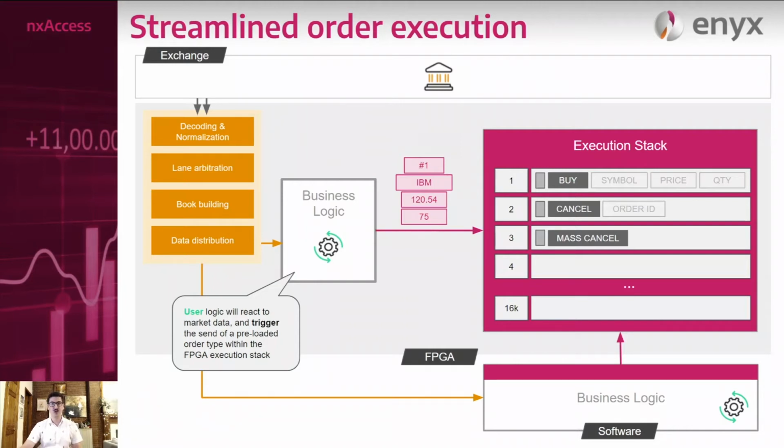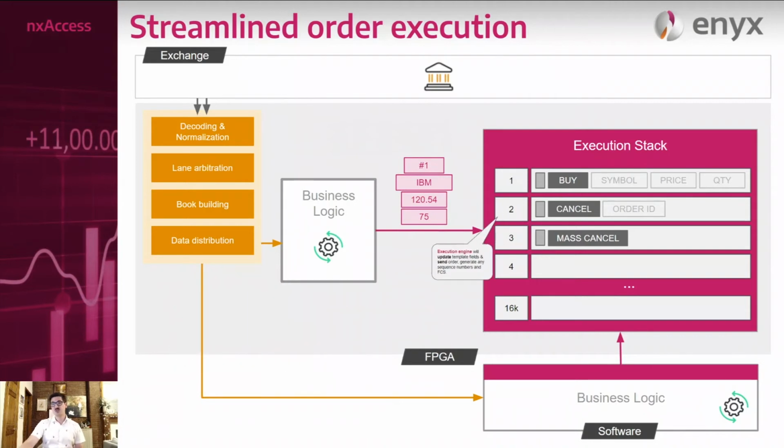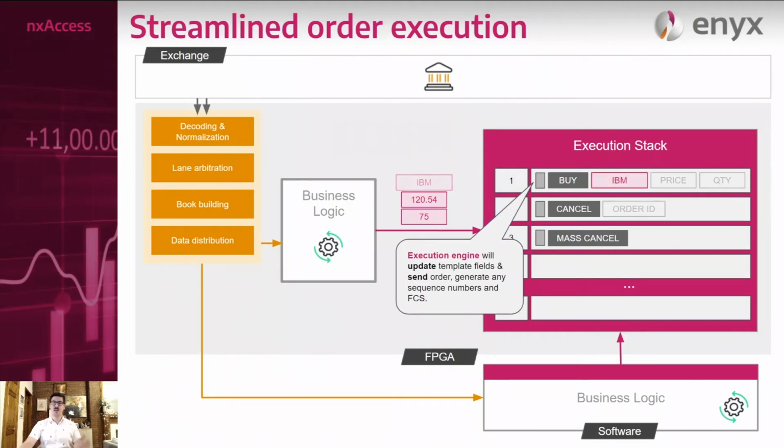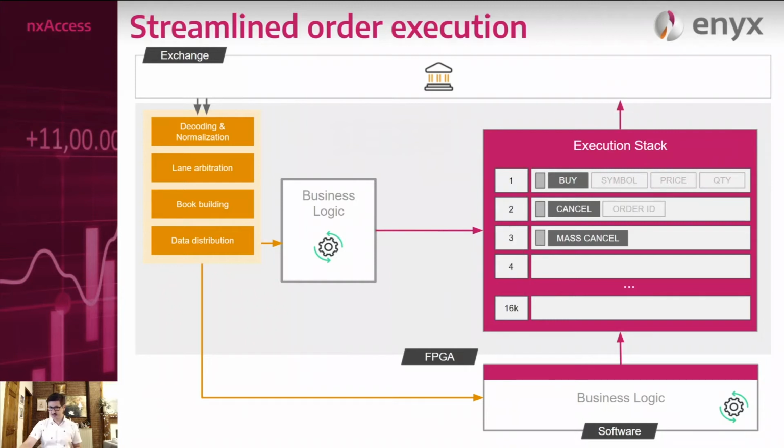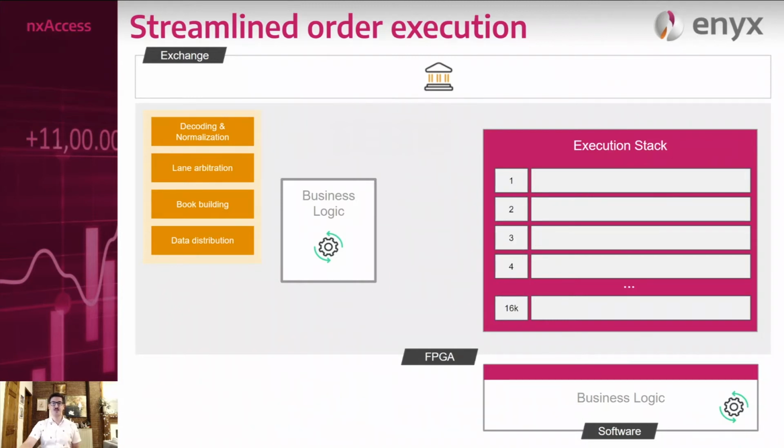So in this example, the business logic is going to trigger the buffer 1 and provide IBM as a symbol, $120.54 for the price, and a quantity of 75. When the execution stack receives that, it will then select the buffer 1, update it, and when it's updated, then it will send it to the exchange. So once again, it really happens in 3 steps.